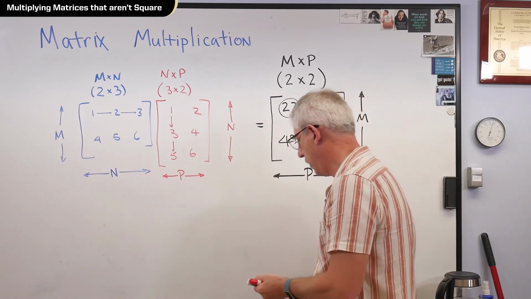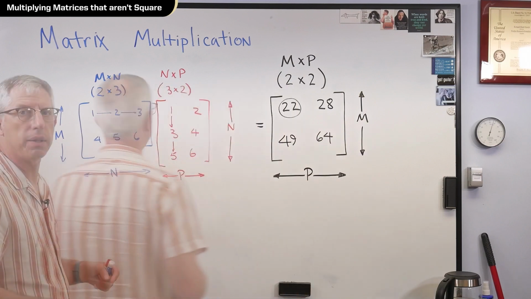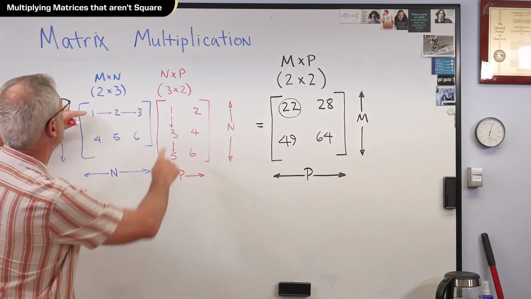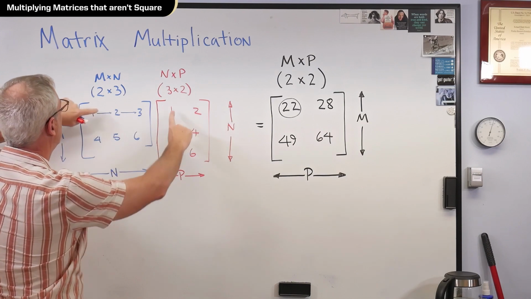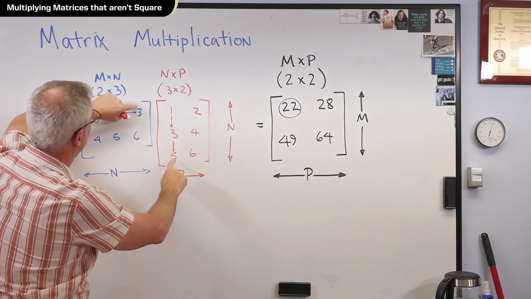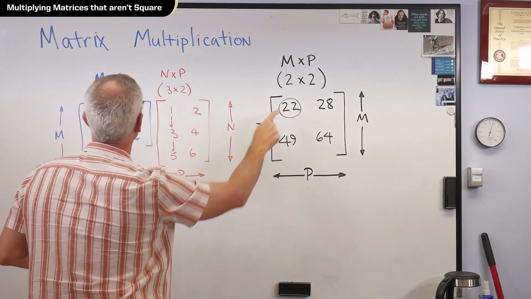All right, so let's just work through this by hand. Now let's see if I can do this and not have my head in your way. So 1 times 1 is 1, 2 times 3 is 6, plus that 1 is 7, 3 times 5 is 15, plus 7 is 22.